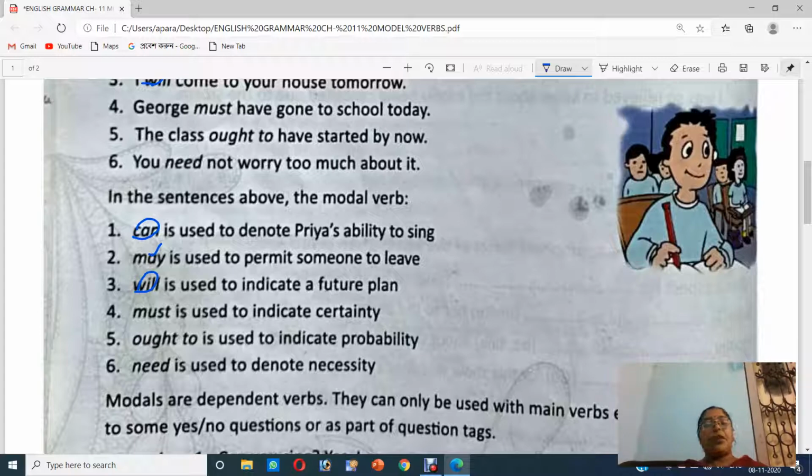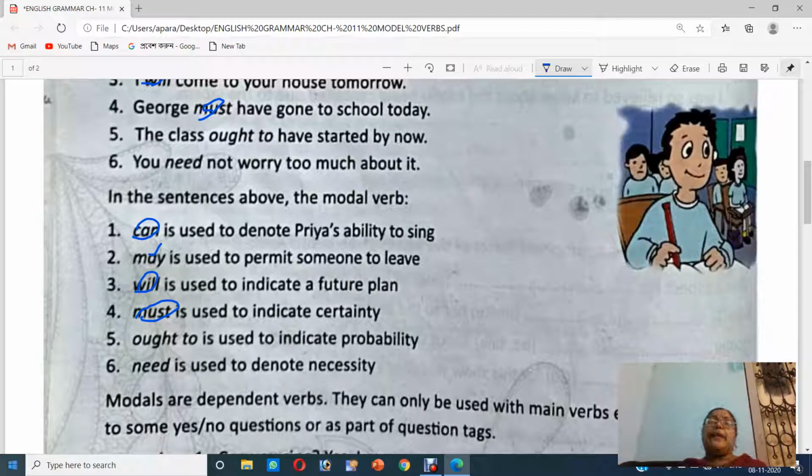Now the next. George must have gone to school today. Just see here, the modal verb which is used is must. What does must tell us? It shows us that it is certain that he has gone to school today. George has gone to school today. Must is used, just see here in number 4, to indicate certainty. It is certain that George has gone to school.